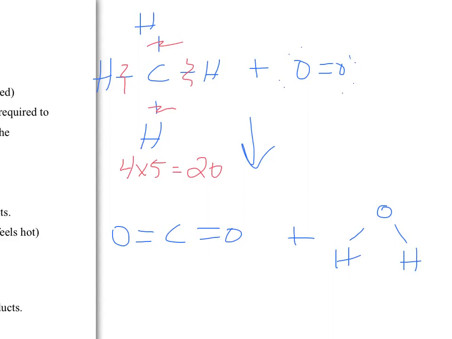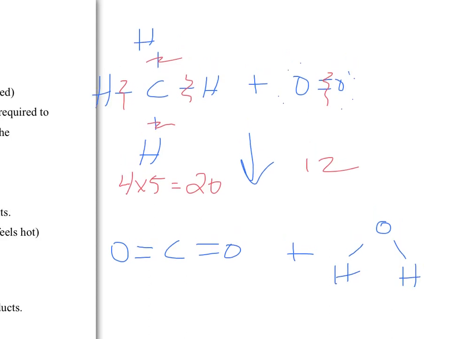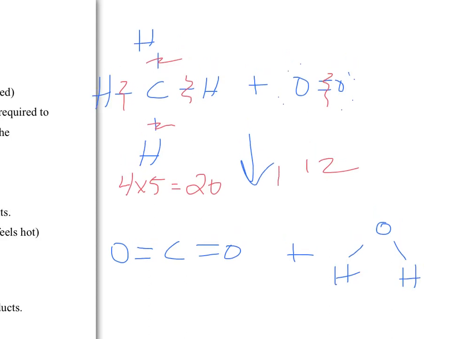Now, an O to O bond requires a different unique energy amount. Let's say, for example, to separate these 2 oxygens, it takes 12 energy units. So total, to destroy the bonds in my reactants, I would need 32 energy units.